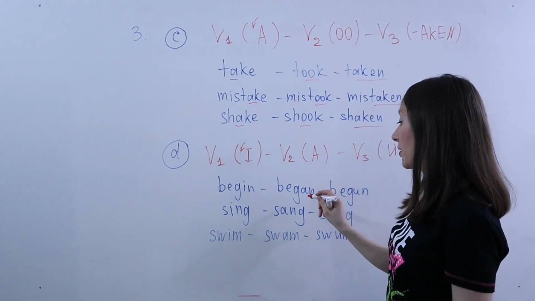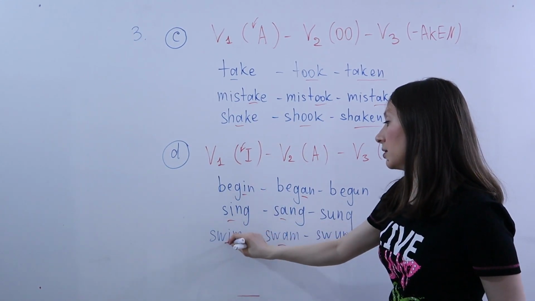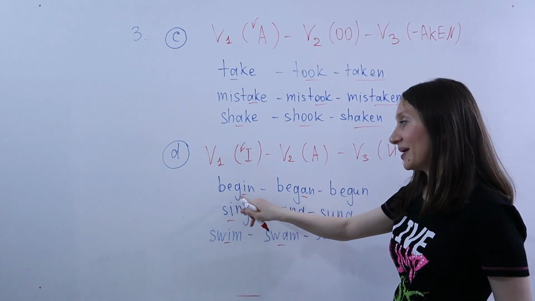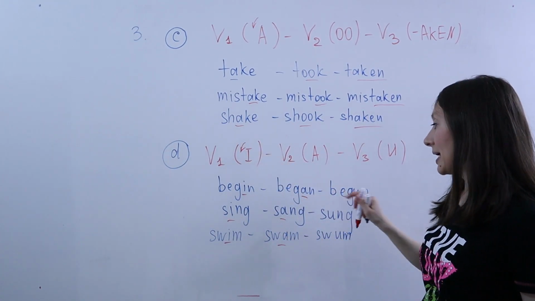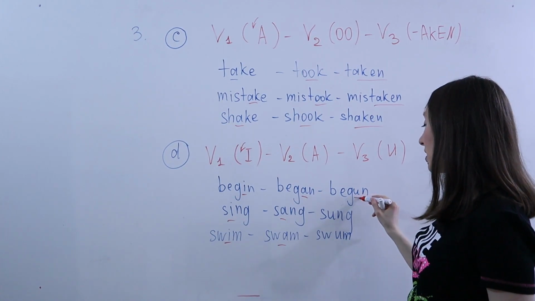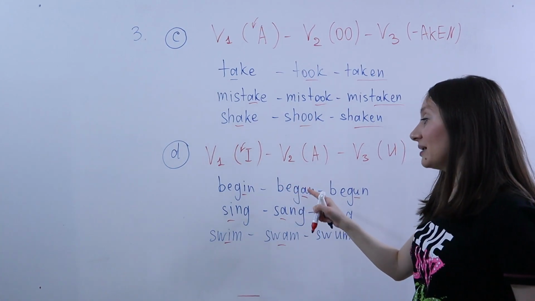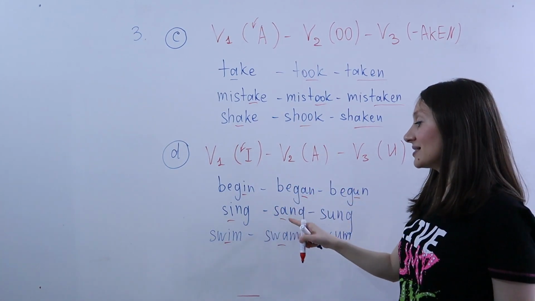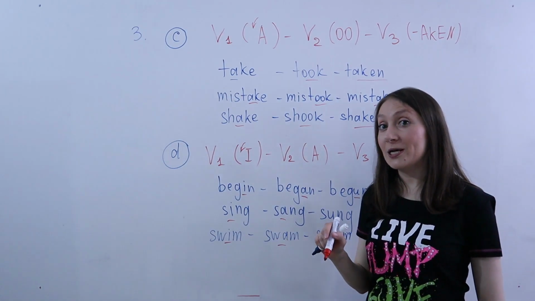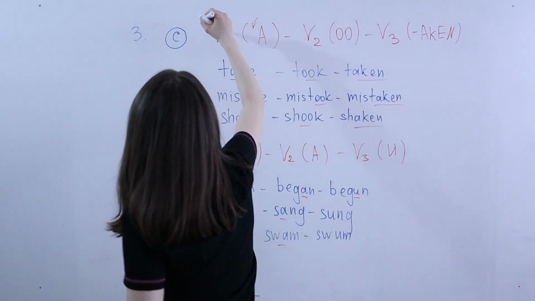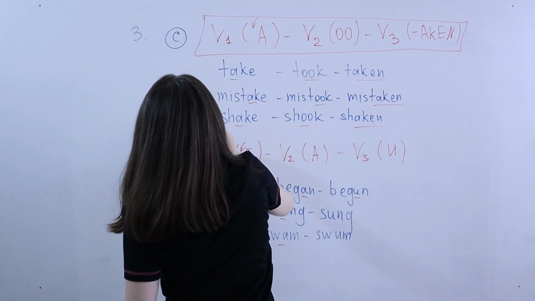Alright, we see letter I, we don't say begin, we say begin, so it's stressed. Then letter I changes into A, and then at the end we have letter U, which gives the sound A. Begin, began, begun. Sing, sang, sung. Swim, swam, swum. Alright? So, as you can see, it's super easy to remember these structures.